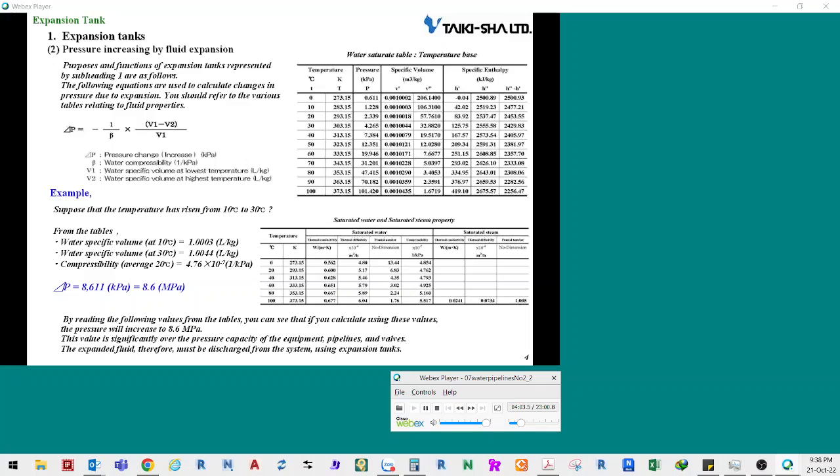Example: suppose that the temperature has risen from 10 degrees to 30 degrees. By reading the following values from the tables, you can see that if you calculate using these values, the pressure will increase to 8.6 megapascal. This value is significantly over the pressure capacity of the equipment, pipelines, and valves. The expanded fluid, therefore, must be discharged from the system using expansion tanks.